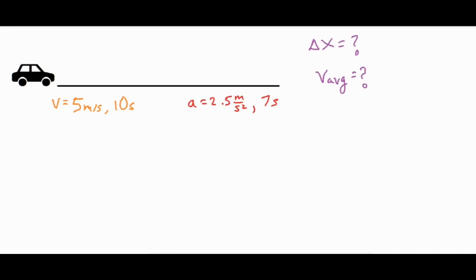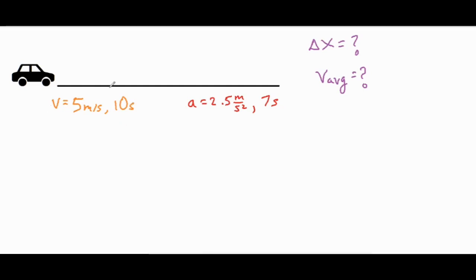So the first thing you want to do is, anytime you're looking for an average velocity, it sounds like it could be kind of complex if you have two types of motion in one problem. It's actually not very difficult if you find the total delta x first, so that's what we're going to do.